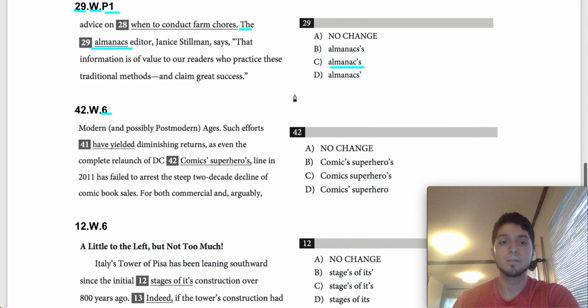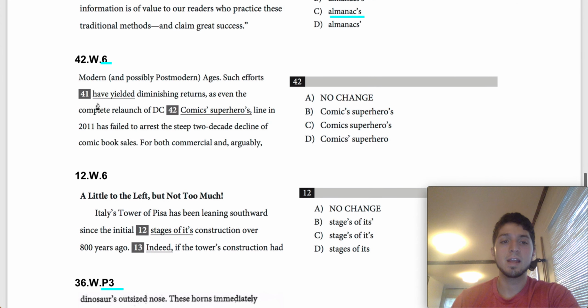Simple case. Question 42 here says, "even the complete relaunch of DC Comics' superhero line in 2011 has failed to arrest." What we need to first decide is what is possessive and what is not. We need to figure out that DC Comics is what's possessing the superhero line. So superhero is functioning like an adjective here. What kind of line is it? It's a superhero line, right? And so we don't need that possessive there. The only one that matches this is D, the comic superhero line.